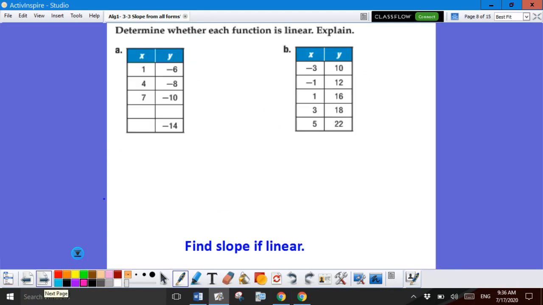All right, so let's practice this a little bit. I want you to take a minute and figure out your patterns, and then try to come up with your changes and your slopes. And go ahead and fill in these missing values.